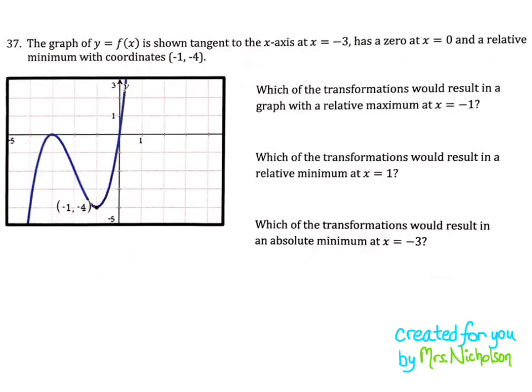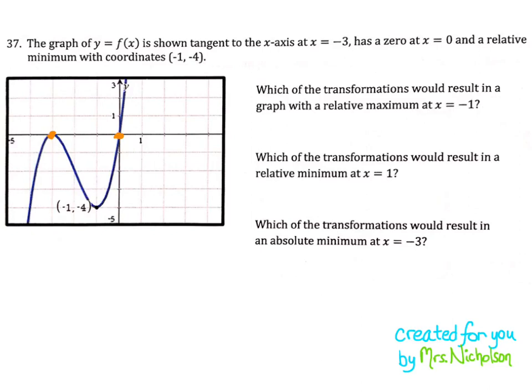All right, last question for this video, 37. We've got a graph shown below, tangent to the x-axis at x equals -3. That means it just touches the x-axis right there at -3. It doesn't cross it. We have a 0 at x equals 0, and a relative minimum that has the coordinates -1, -4.